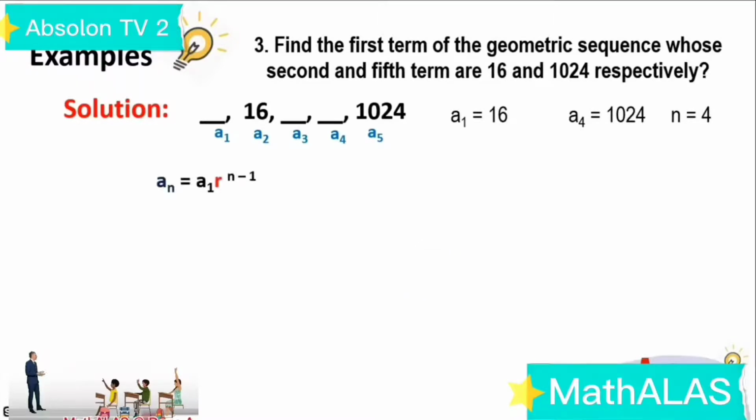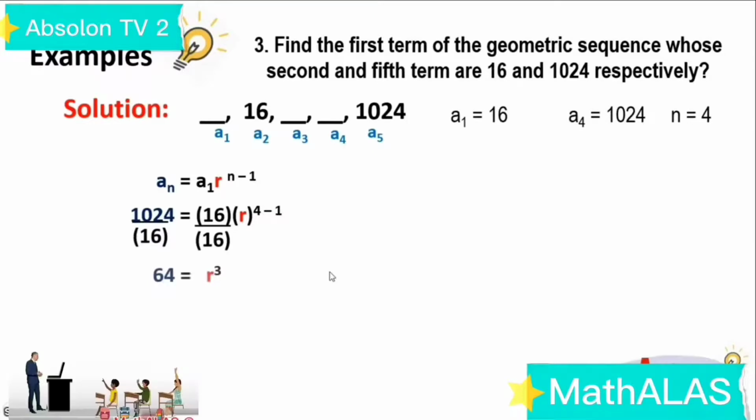Using the geometric sequence formula, we substitute these values. We have 1024 equals 16 times r raised to 4 minus 1. Again, we have to divide both sides of the equation by 16. So we have 64 equals r to the third power, or r cubed.